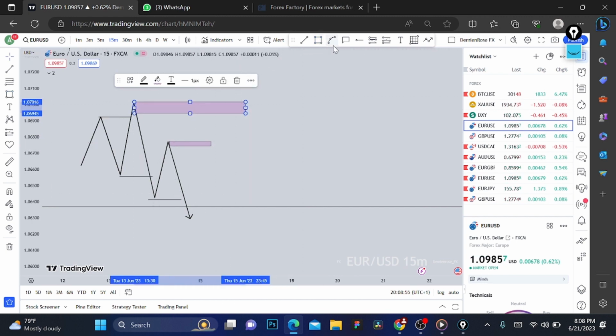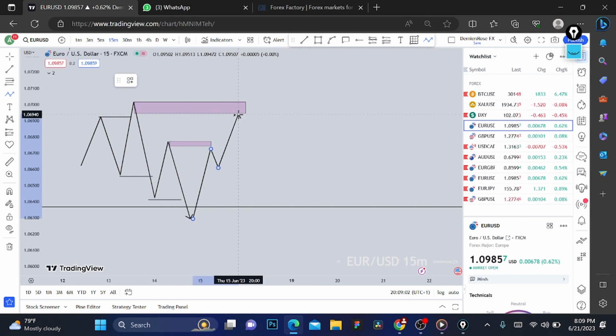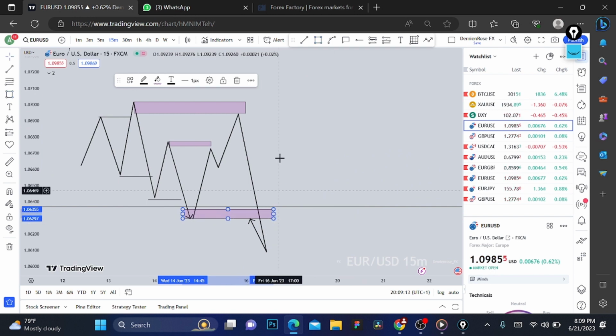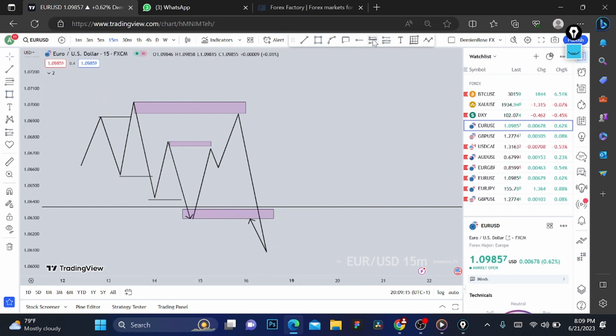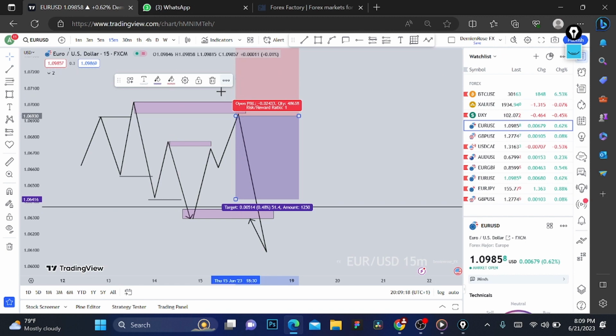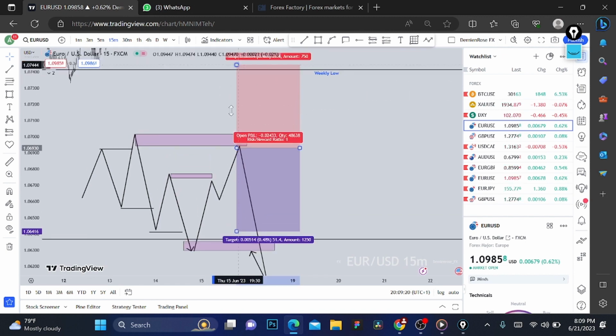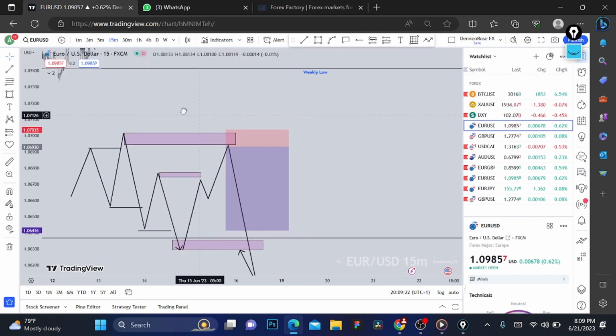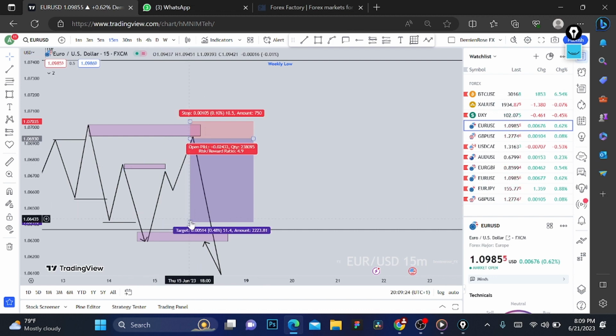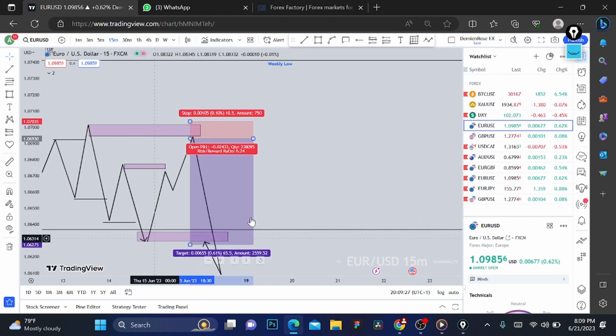So you want to see price come to these zones, then smoke down and stop out those people that are buying here. That's what you want to see. So I'm going to go short here. So this is case one, stopping all those that are buying here.